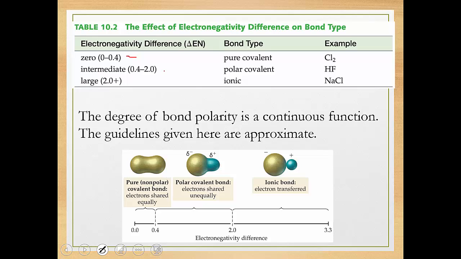If it's somewhere between a difference of about 0.4 and 2, this tends to be a polar covalent bond. If it is 2 or greater, it tends to be an ionic bond, such as sodium chloride. Those are your metal-nonmetals. Again, there's no hard cutoff. It's a continuum. So really what you're doing is just comparing the strength of one bond to the other. Does it have a dipole moment? If it's right on that borderline, you could argue either way. But certainly if you've got something that has an electronegativity difference of 1, it's smack in the middle, that's a polar covalent bond.